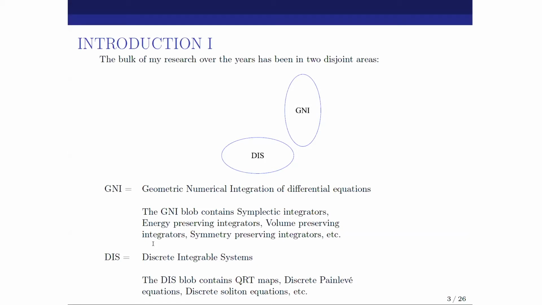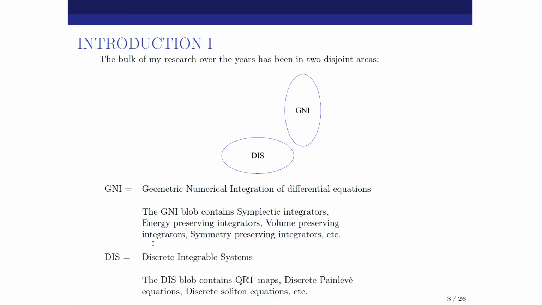And then, of course, discrete integrable systems contains the so-called QRT maps. We have Q and R here in the room at the moment. Discrete Painlevé equations, discrete soliton equations, etc.